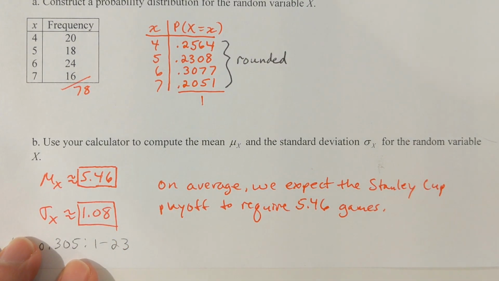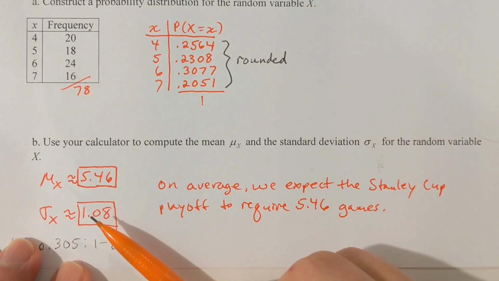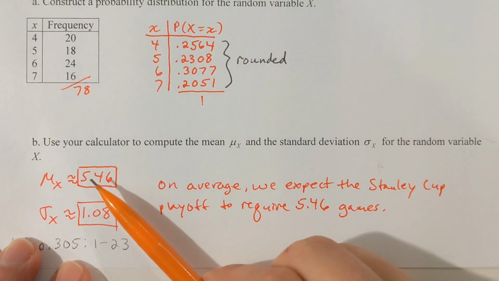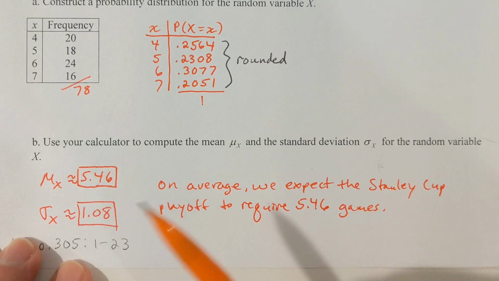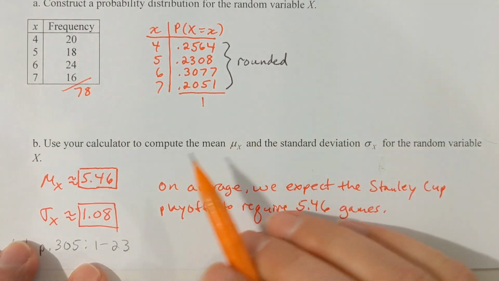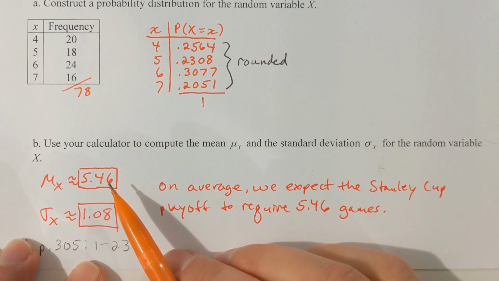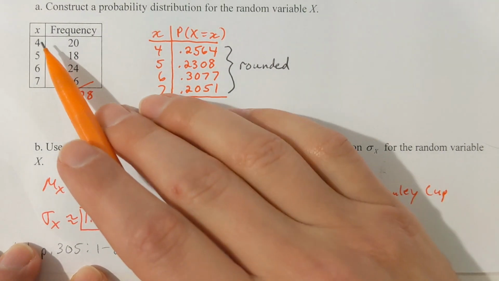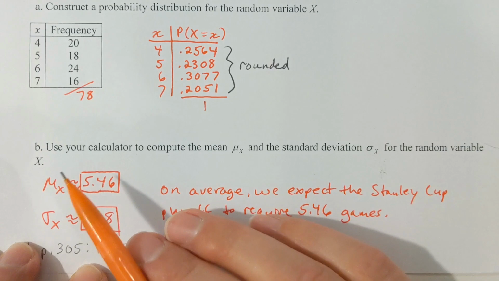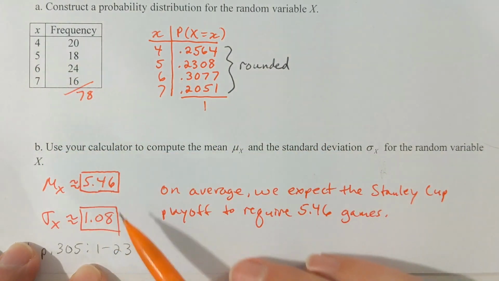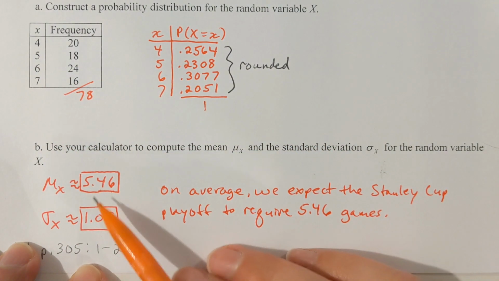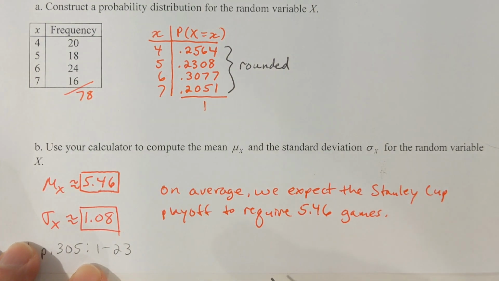Of course, the standard deviation represents how spread out the numbers are. This is not a big spread. Only a little bit more than 1 unit away from 5.5. So, while the average is 5.46 roughly, it wouldn't be unusual for the series to take 4 games or 6 games or 7 games, since all 3 of those numbers are roughly 1.08 units away from 5.46.